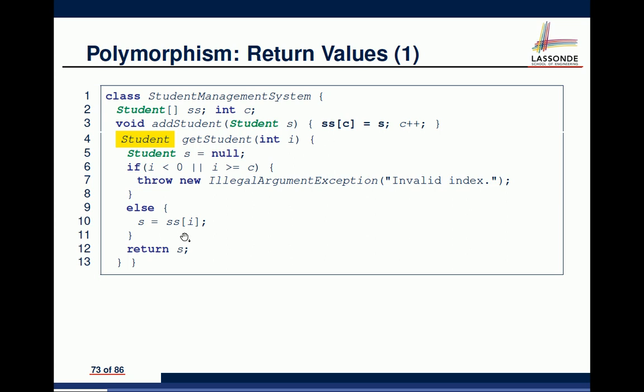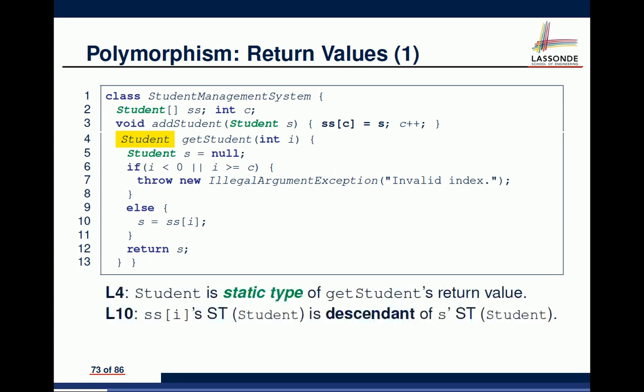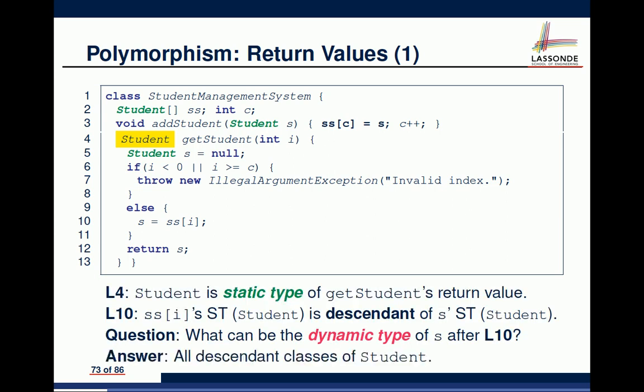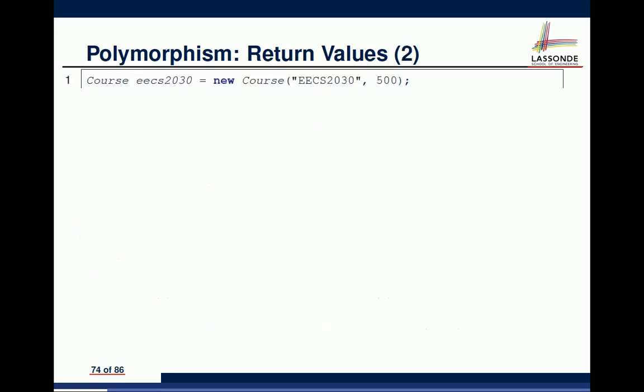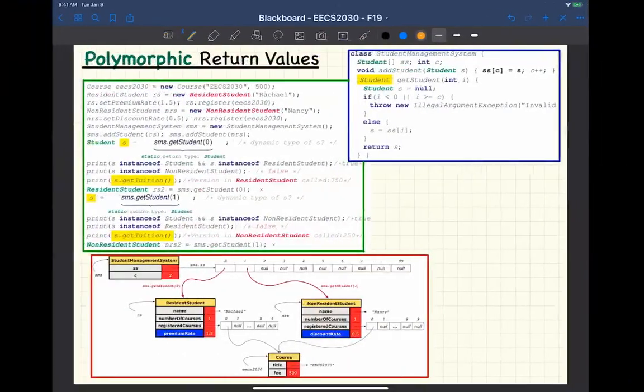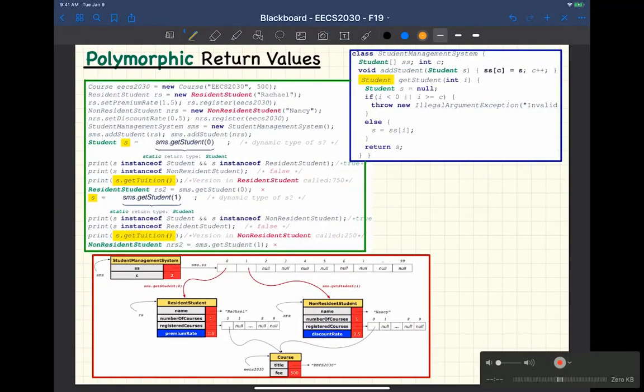Let's see some example code to really get it straight. That's exactly what I just said: the dynamic type for the return value can be any of the descendant classes of Students. That's basically what I'm emphasizing here. But now we're going to go over some code quickly. Again, I'm going to look at a very similar setup.